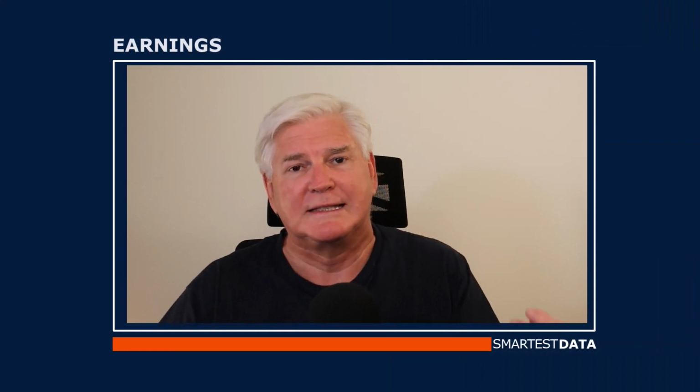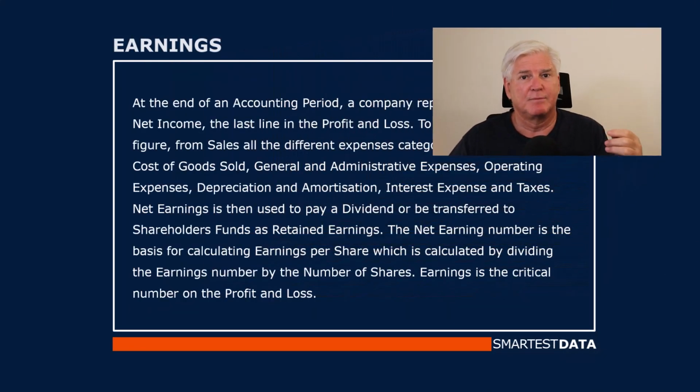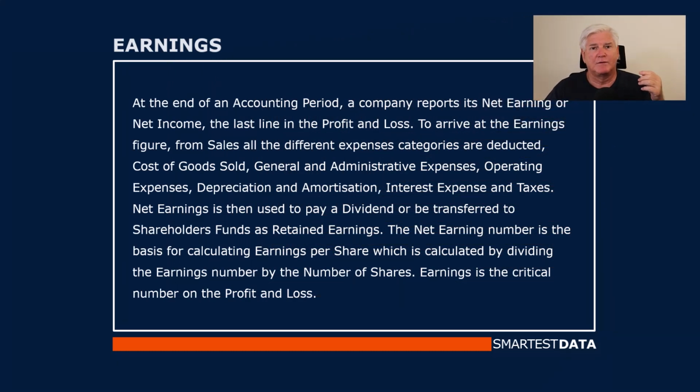At the end of an accounting period, a company reports its net earnings or net income, the last line in the profit or loss. To arrive at the net earnings figure from sales, all the different expense categories are deducted: cost of goods sold, general and administrative expenses, operating expenses, depreciation and amortization, interest expense and taxes.